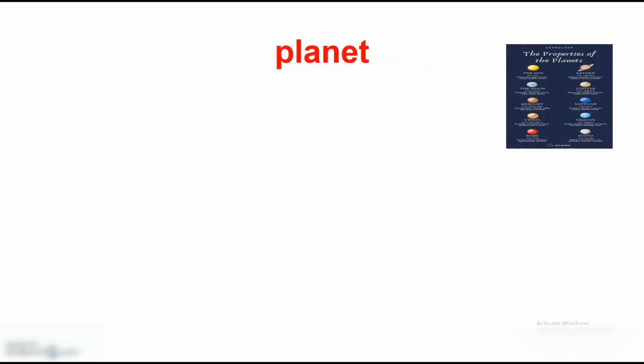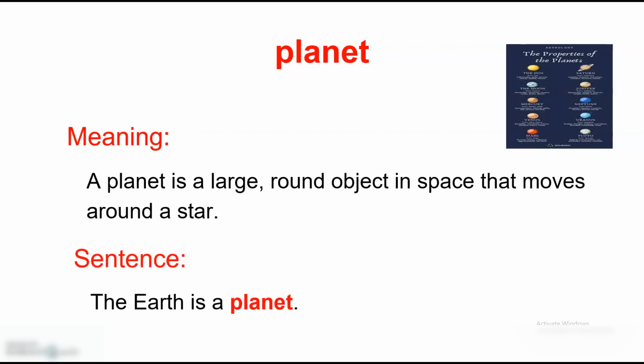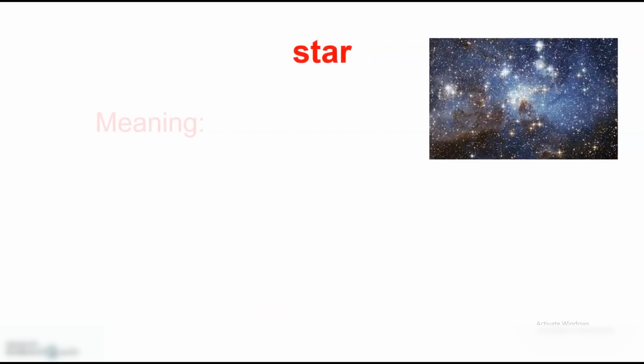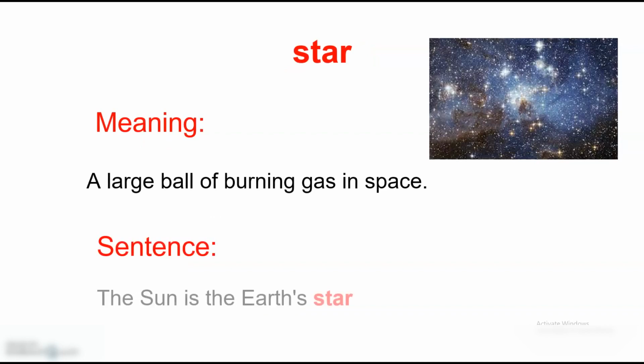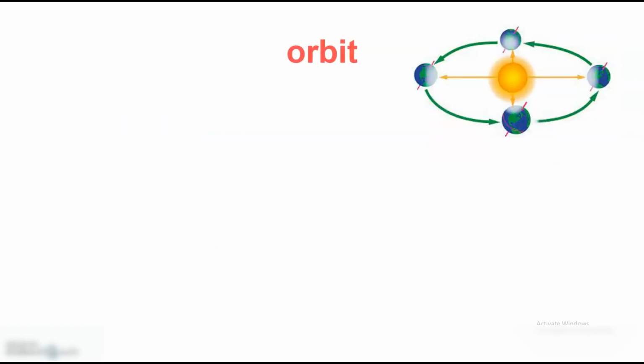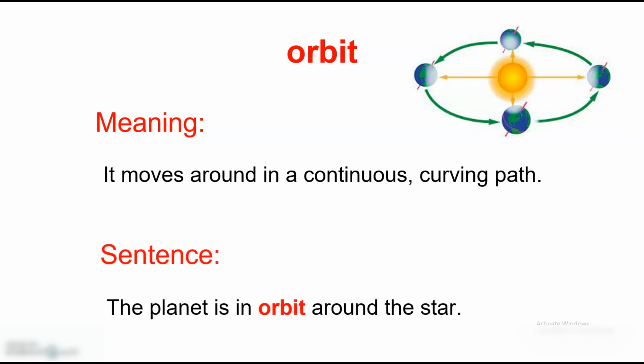So the first word is planet, meaning a planet is a large round object in space that moves around a star. The Earth is a planet. Star, a large ball of burning gas in space. The Sun is the Earth's star. Orbit, it moves around in a continuous curving path. It never stops. Sentence, the planet is in orbit around the star.